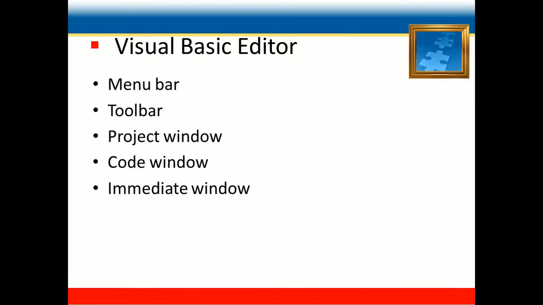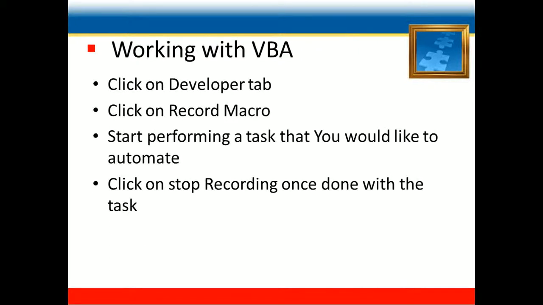In the project window, you are shown a tree diagram that shows every workbook currently open in Excel. A code window is where you put your VBA code. Every object in a project has an associated code window. The immediate window may or may not be visible. If it is not visible, press Ctrl G, and the immediate window will be displayed. The immediate window is most useful for executing VBA statements directly and for debugging your code.